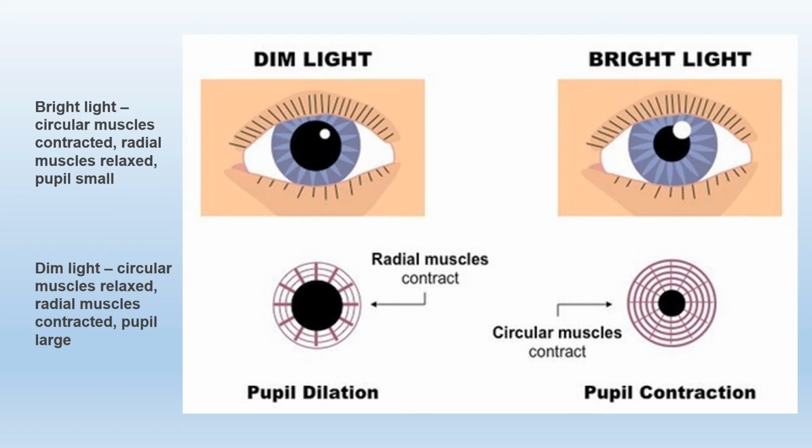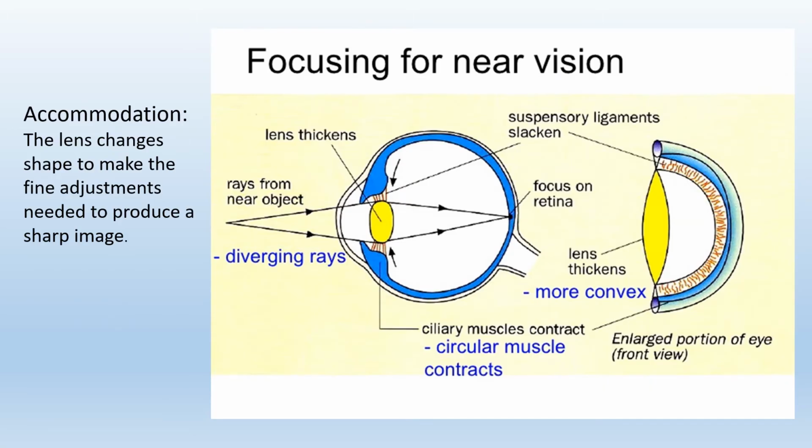But in case of dim light, radial muscles contract, putting a stretch on the size of pupil, and pupil dilates or it gets enlarged to allow maximum amount of light to enter the eye. The lens of the eye can change its shape to focus an object at different distances. This is called accommodation or adjustment.